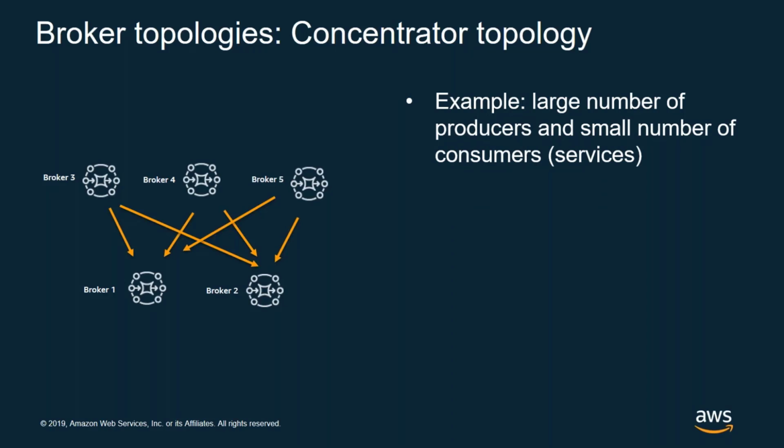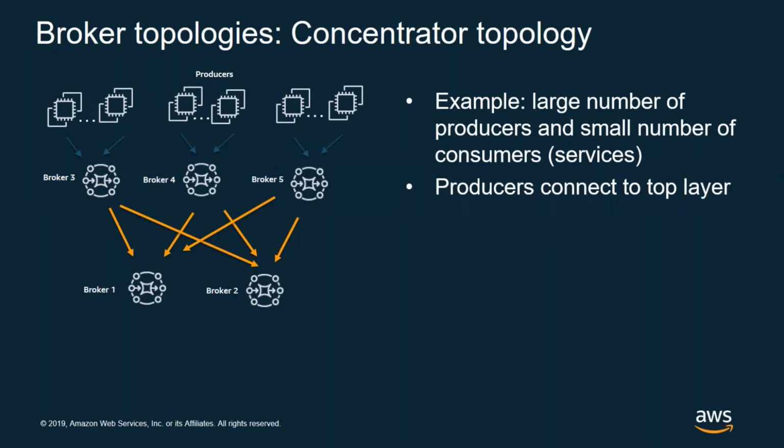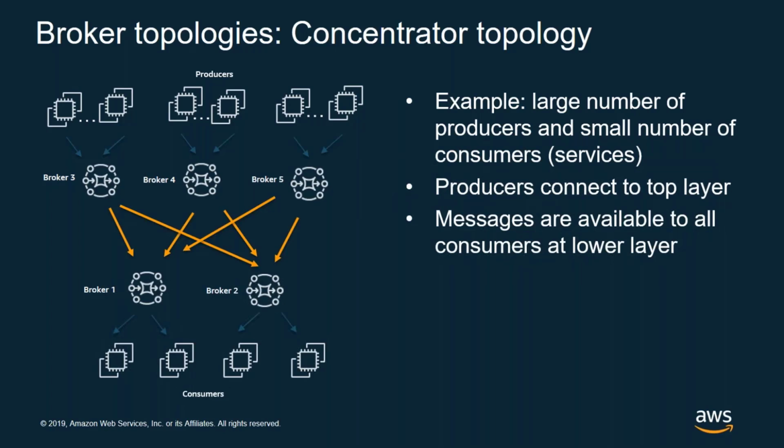The concentrator topology is based on having multiple layers. Here, the producers connect to more brokers, so you can have a large number of producers connecting to a larger group of brokers, 3 in this case, at the top layer. These brokers then connect to the lower layer where there are fewer brokers, and the consumers connect to the lower layer. So what happens here is you can connect all those producers without overwhelming any single broker, but all the messages are available to the consumers in the lower layer.